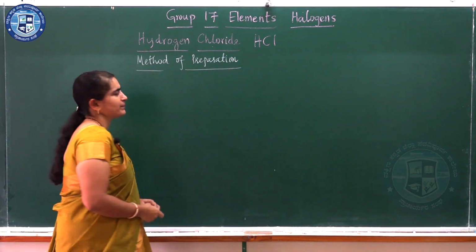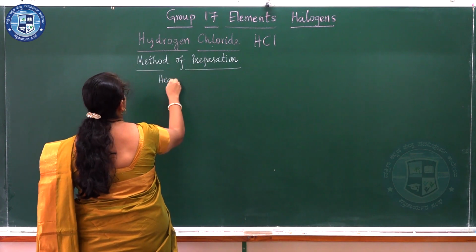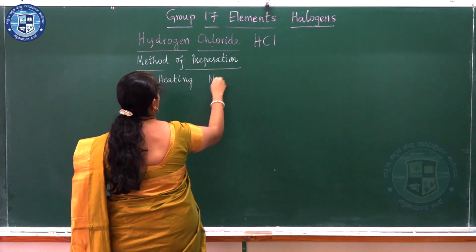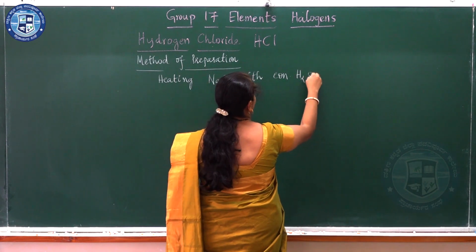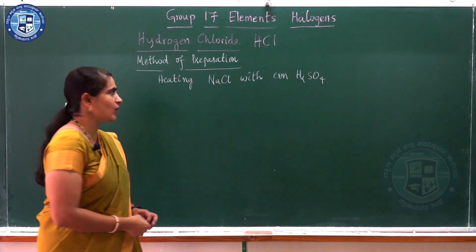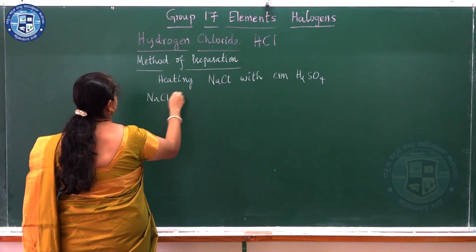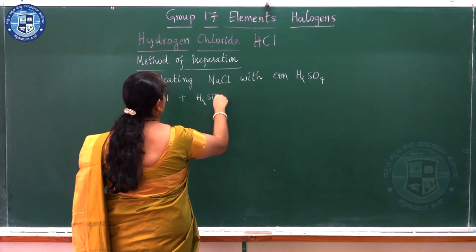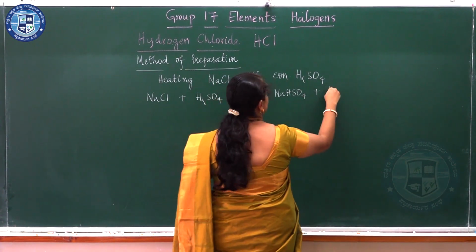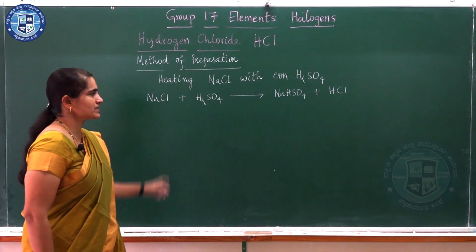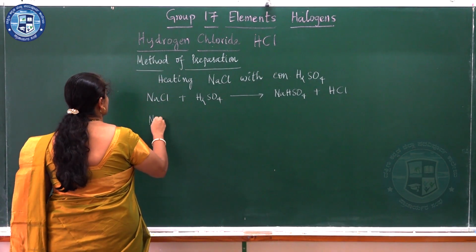In this method of preparation you have been given only one method, which is heating sodium chloride, NaCl, with concentrated sulfuric acid. If you heat sodium chloride with concentrated sulfuric acid, we end up with HCl. The equation is NaCl plus H2SO4 gives NaHSO4 plus HCl. The equation is balanced, so there is no problem, and the reaction will proceed.